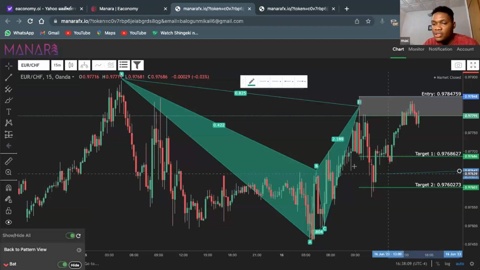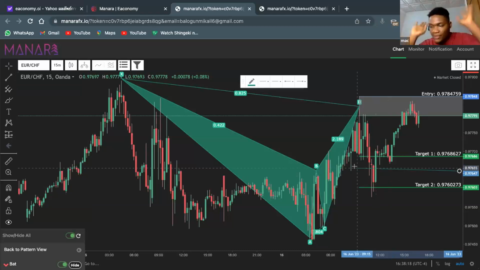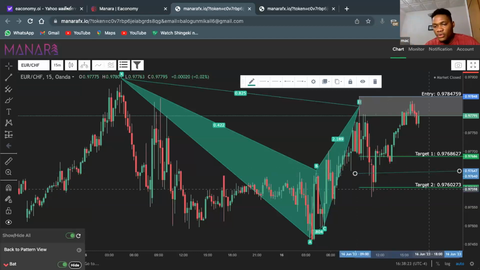Around this 0.95656. That's what I'm checking. But Manara will give you longer. Manara gives you longer areas, right? So Manara is giving you here. But because I'm a scalper and I don't want to stay too long before it reverses, I'm looking at this area for reversal zones.